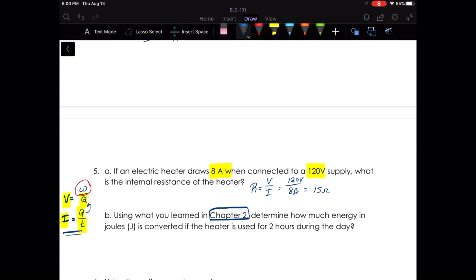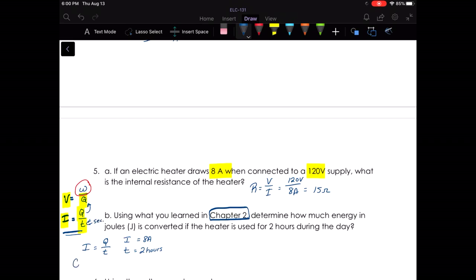Okay, so let's start with our current equation right here. I is equal to Q over T. We know that the current is 8 amperes, and the time that we're talking about here is 2 hours. We're talking about having 8 amps used for 2 hours, and we want the charge there. Remember, this time in this equation is in seconds. So we're going to have to be careful of that.